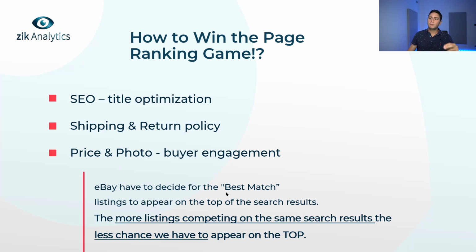eBay has to decide which best match listings appear on the top of the search result. There is something called best match result in eBay, where eBay basically will go through all the listings under this search term and decide for this specific buyer, this is the best match result. And it's affected by different things, but the majority, as I say, are the SEO, title optimization and listing optimization, item specifics and description, the policies we use, and our price and photo, which basically affect the engagement. Based on this, eBay decides to put us on top.